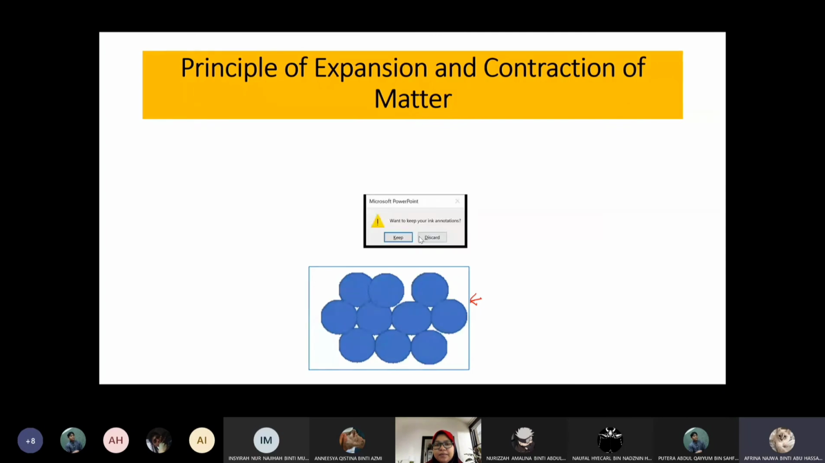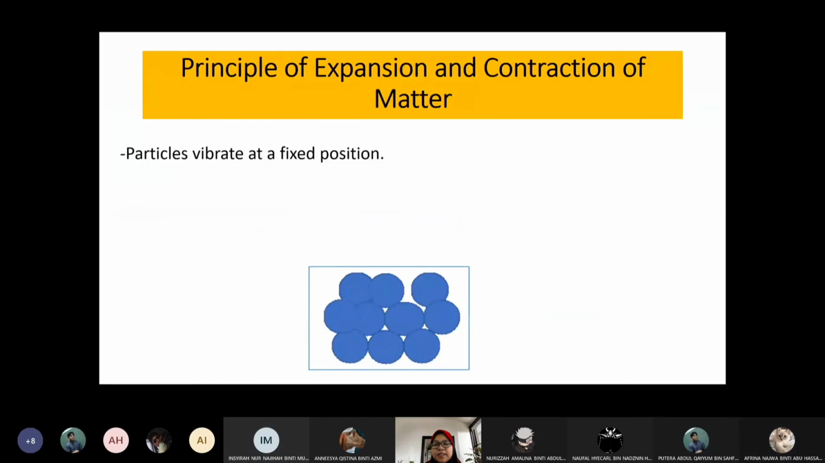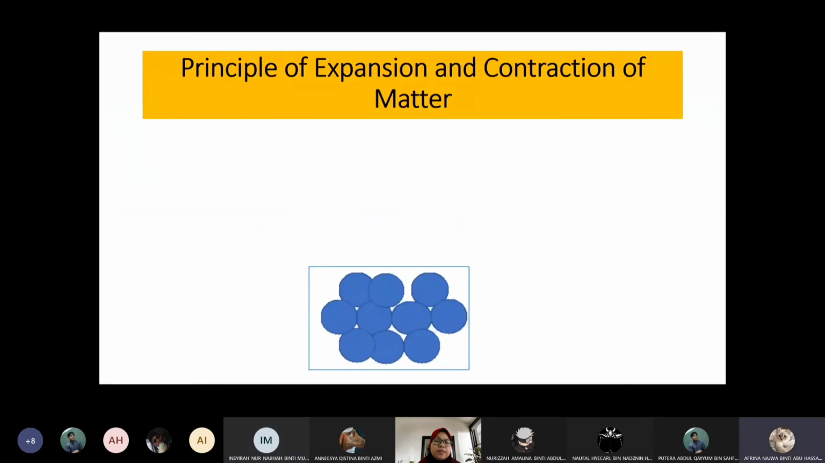Okay. The particles. Are the particles closely together? Yes. So what do you think we have now? A solid, liquid, or gas? Solid. Okay, very good. We are having a solid. Why do we say it is a solid? Because the particles are closely packed together.